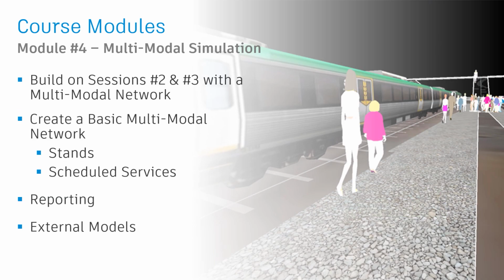In the fourth module, we'll combine what we learnt in the second and third sections to build a multimodal network. So we'll create a multimodal network in that session, and we'll talk about stands and scheduling services. And then we'll also add on some information about reporting and how to utilize external models to augment the simulation visually.